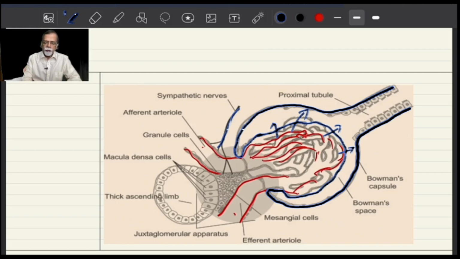And the visceral layer of Bowman's capsule, these cells are modified and they form what are called the podocytes. The podocytes are the modified visceral epithelial cells of the Bowman's capsule. It is called a podocyte because it has foot processes that are wrapping the glomerular capillaries. So this is the podocyte, and this contains the foot processes that are wrapping around the glomerular capillaries.